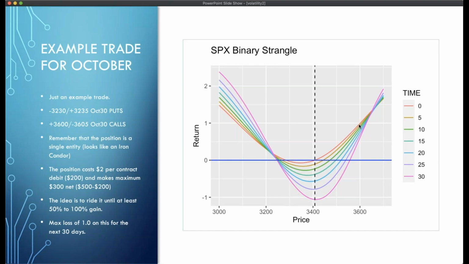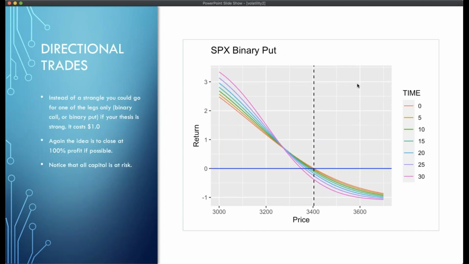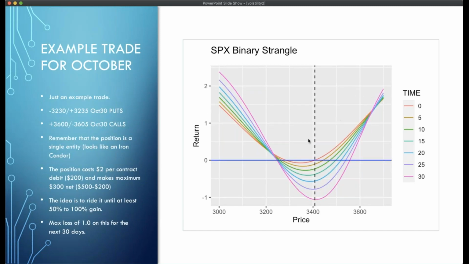And notice that it is decently cheap. It does what we think it will do, which is make money if the market moves a lot. And given that October is so volatile, that's the whole idea: the market is going to move a lot during October in any direction. So this trade is okay. I am not in love with it, but it's a good starting point.